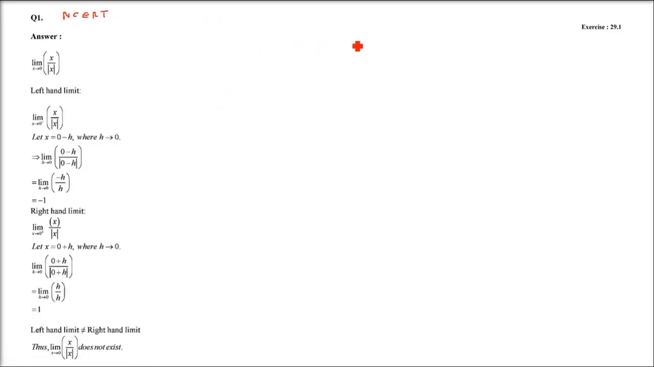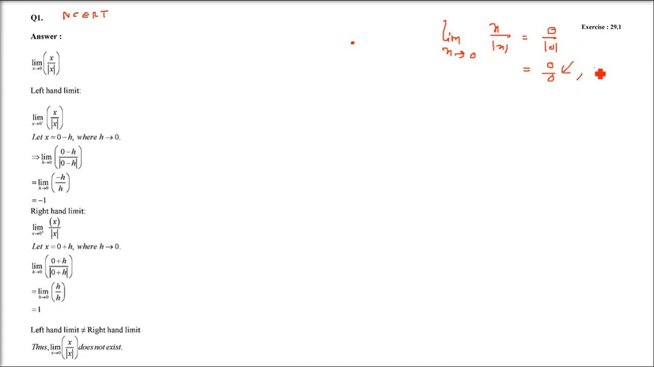Please remember that whenever we have this x by mod x, it means limit x tends to 0 of x by mod x. If you put x as 0, what are you going to get? 0 by mod of 0. Mod of 0 will be 0. So you have 0 by 0, and that is the ideal case of indeterminacy. This is not defined ever.